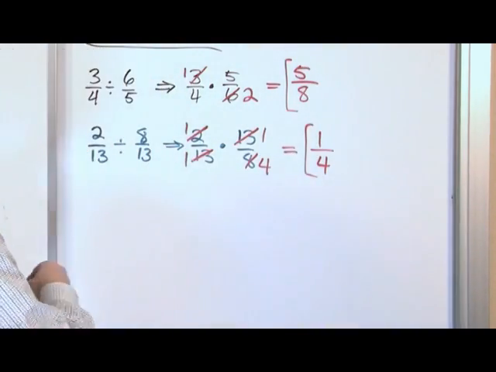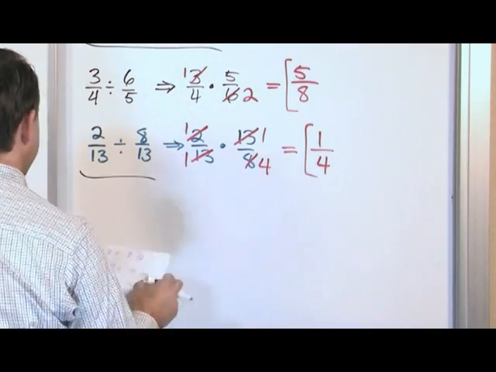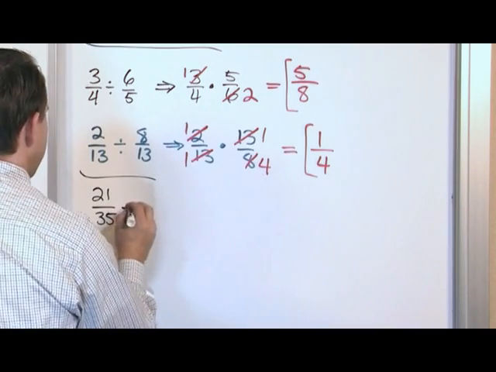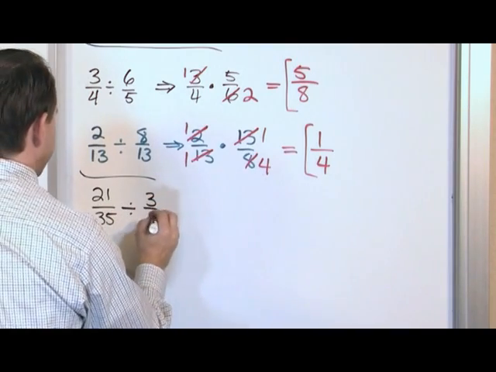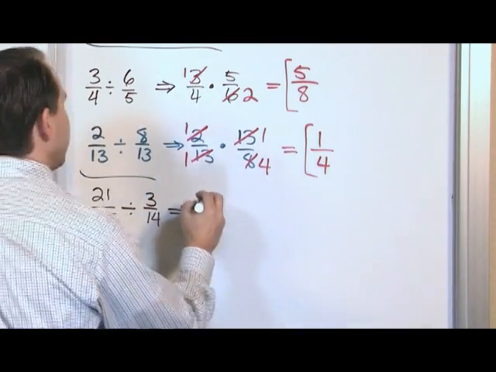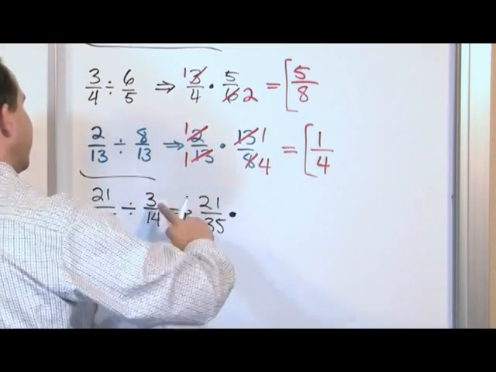Let's just do a few more and just get our skills just to make sure they're rock solid with this. If I have 21/35 divided by 3/14. When I have division, I always rewrite it. So rewrite the 21/35, change it into multiplication, take the second one, flip it over.